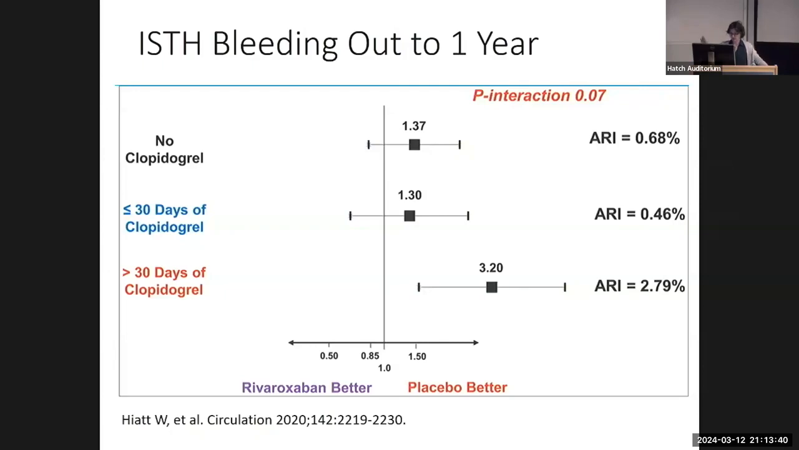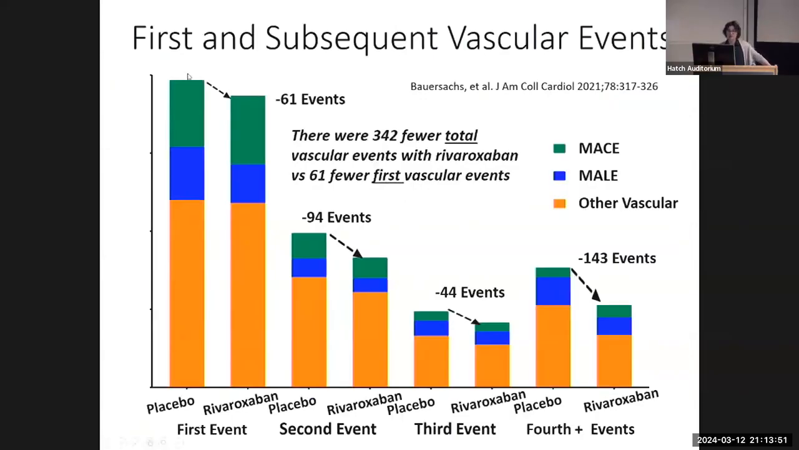I think the new question is going to be, like in the coronary space, should we be doing clopidogrel and low-dose rivaroxaban and omit the aspirin? And maybe that will reduce the bleeding risk. We have good data too that using this low-dose rivaroxaban in addition to aspirin reduces first and subsequent vascular events. So you can see with each subsequent event, the rivaroxaban group was lower compared to placebo.